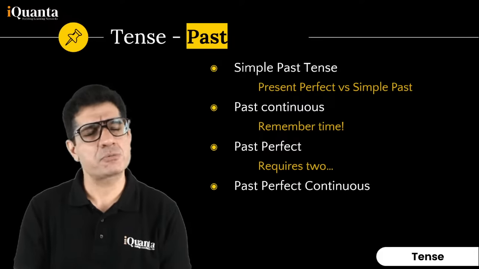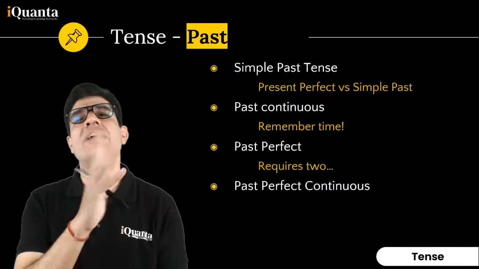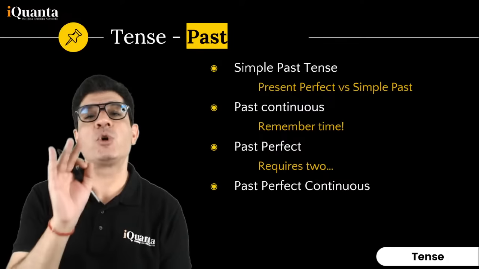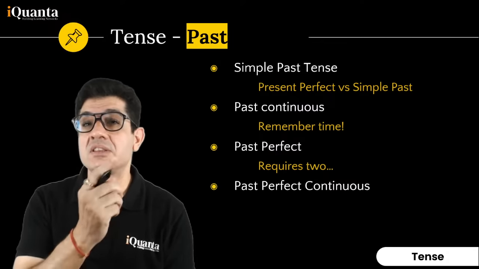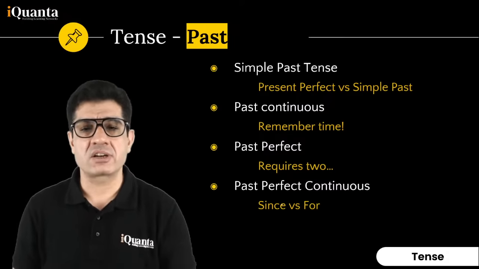Do look at it. And then past perfect continuous. Just like past continuous, it tells you when the action started or the duration. And in perfect continuous tense, both present and past, a lot of people struggle with these two prepositions, okay? Since versus for. So make sure that you do master them.